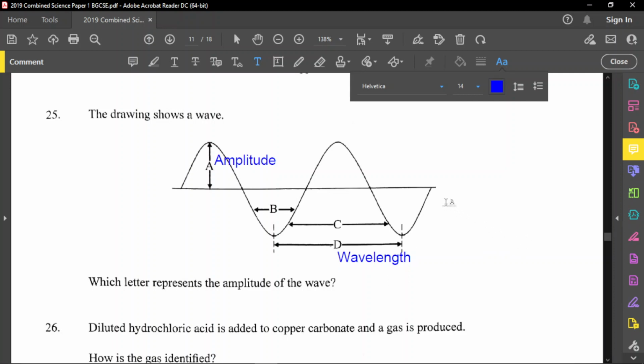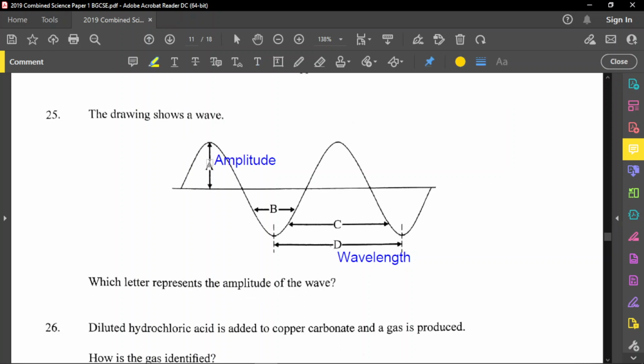And then the line here is called the undisturbed position or the direction of a wave, depending on if it's going left to right or right to left. Now, which letter represents the amplitude? We actually answered that. So A is our amplitude.